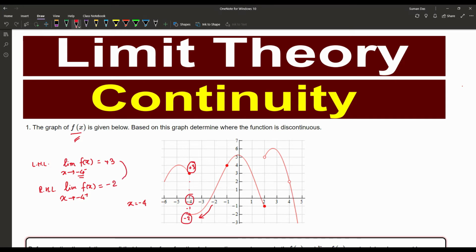So the left hand limit is not equal to the right hand limit when x is approaching minus 4 for that function. When the left hand limit and right hand limit are not equal for a point approaching some real value, then we can say the limit does not exist. That means the limit as x approaches minus 4 does not exist.